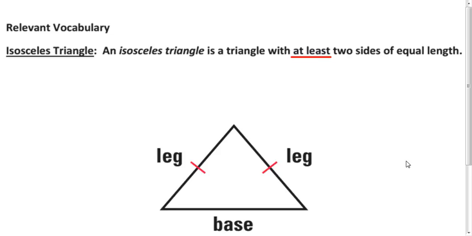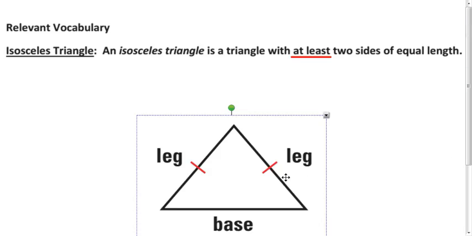So here we have an isosceles triangle, and it's important to note that the definition says at least two sides of equal length. That means that an equilateral triangle is also isosceles because it has three sides of equal length. And when we have just two congruent sides, we call those two sides legs, and the other one will be the base.